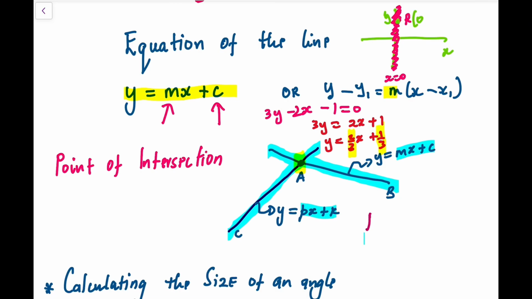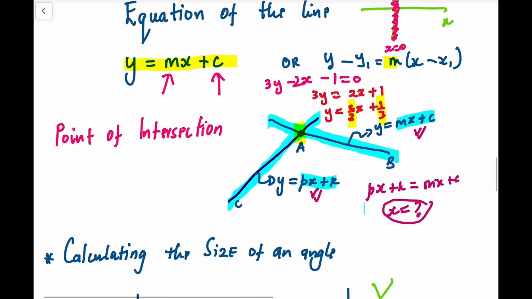So when you equate them, px plus k is equal to mx plus c. When you equate them and solve for x, you'll get x is equal to some number. And then to get the corresponding y value, you can take this x and substitute in this equation, or in that other equation. You'll choose one, and you will always get the y value.